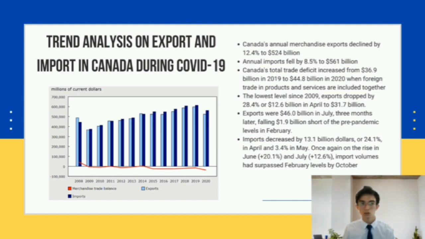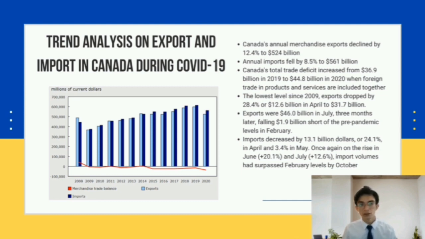$44.8 billion in 2020. When foreign trade in products and services is included together, both export and import of products and services in Canada fell to a record low due to the suspension of several businesses during the first wave of the epidemic in March, April, and May. Then, when manufacturing facilities both domestically and abroad gradually resumed operations, global commerce in goods recovered quite swiftly.